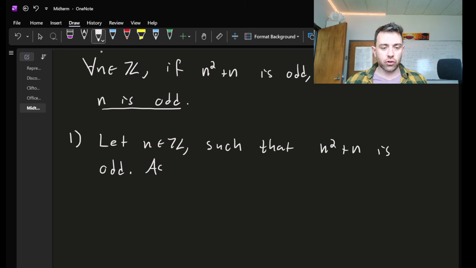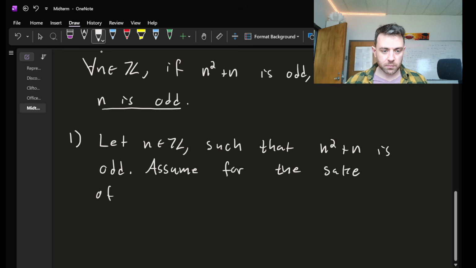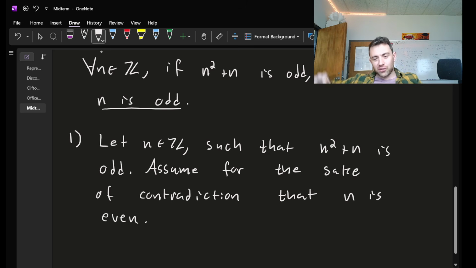So I say assume, for the sake of contradiction, that n is even. So I've told my students we're allowed, of course, to assume that not odd is equivalent to even. We've proven that in class. So assume for the sake of contradiction that n is even. Okay, so what do we do now?